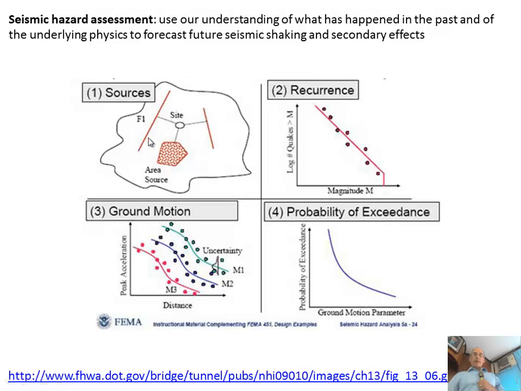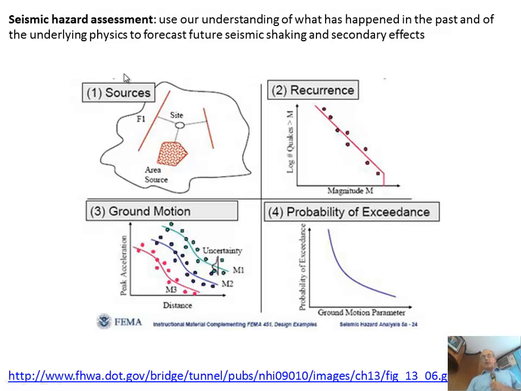We need to know where they are and their extent. Sometimes we don't know where they are, but there are some kind of area sources. We don't know exactly where it is, but it's going to be some size event, and then that will affect some site. So the first point is identification of sources. The second one is coming up with the recurrence model. What are the sizes and how often do earthquakes occur along these sources? This is the main job for the active tectonics people and geologists.